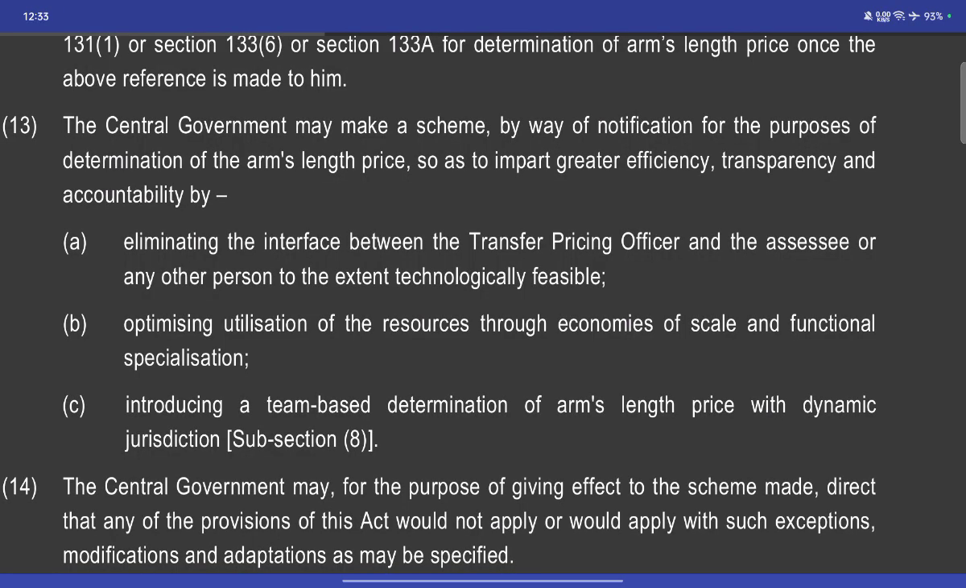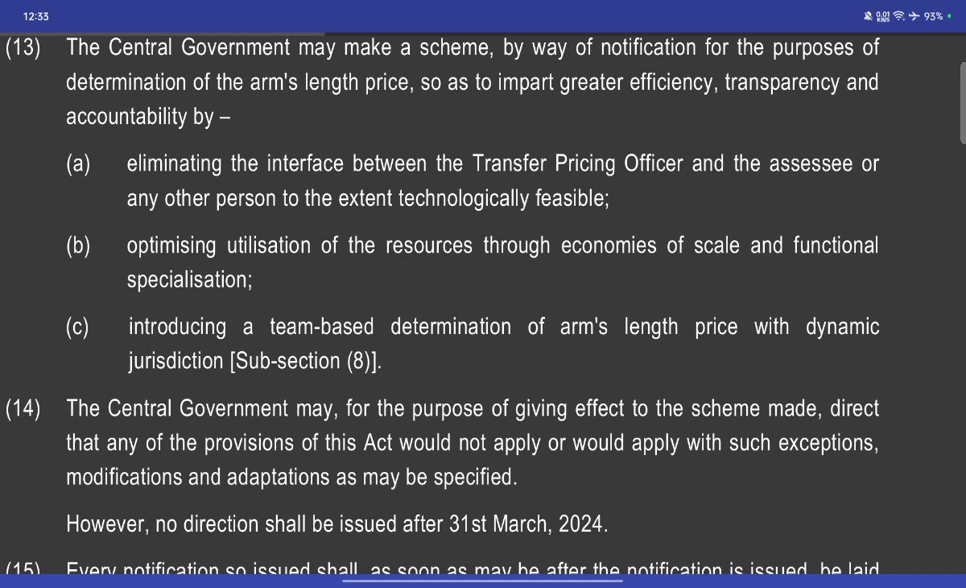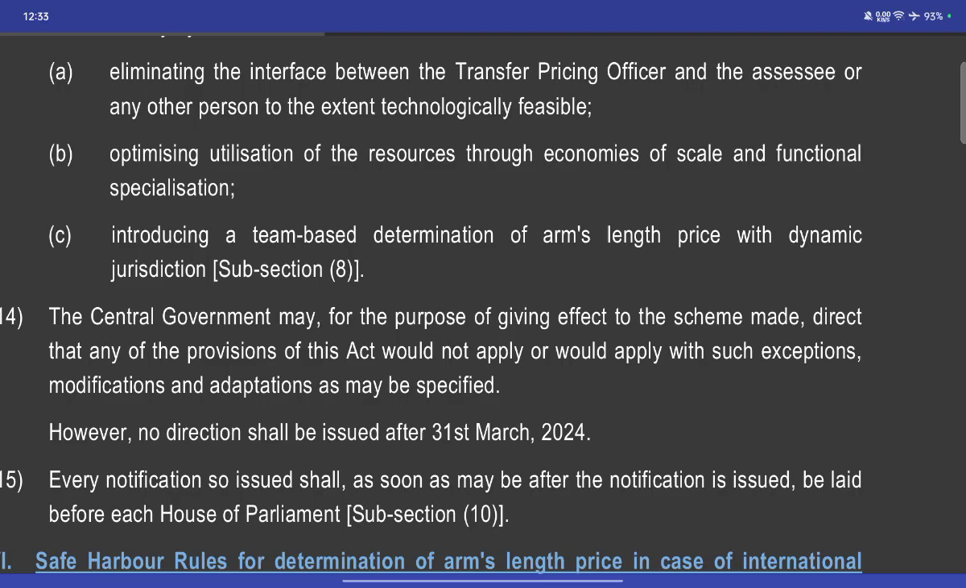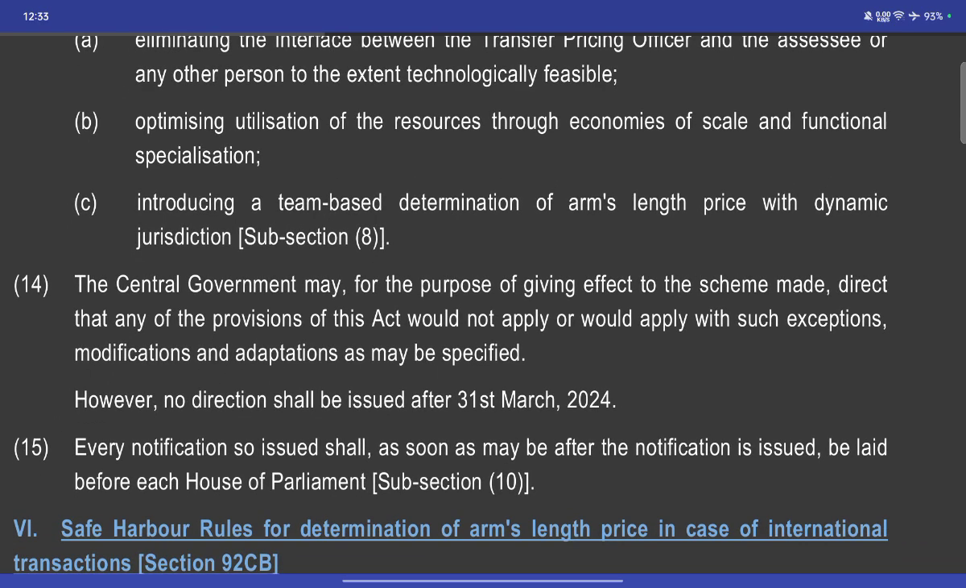The Central Government may make a scheme by way of notification for the purpose of determination of the arm's length price, so as to impart greater efficiency, transparency and accountability by eliminating the interface between the Transfer Pricing Officer and the assessee or any other person to the extent technologically feasible, optimizing utilization of resources through economies of scale and functional specialization, and introducing a team-based determination of the arm's length price with dynamic jurisdiction, under Section 92CA(3B).